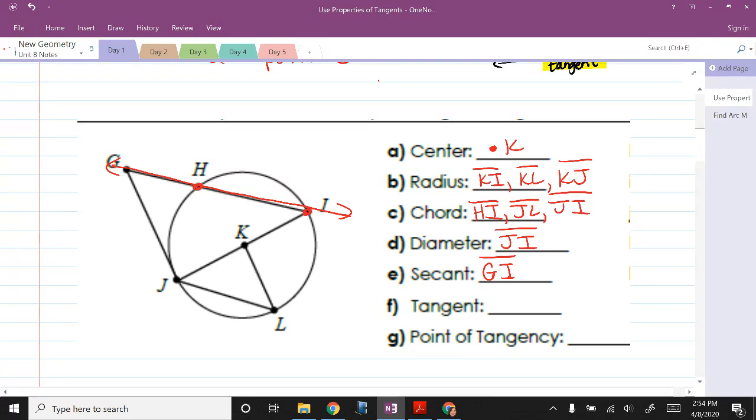A tangent only touches the circle in one place, and it would be this line right here. So we'd call that segment GJ. And the point of tangency is the point on the outside of the circle where the tangent line touches it. So that would be right there, point J. Those are just some properties of circles. And now we're going to talk about some theorems about circles.